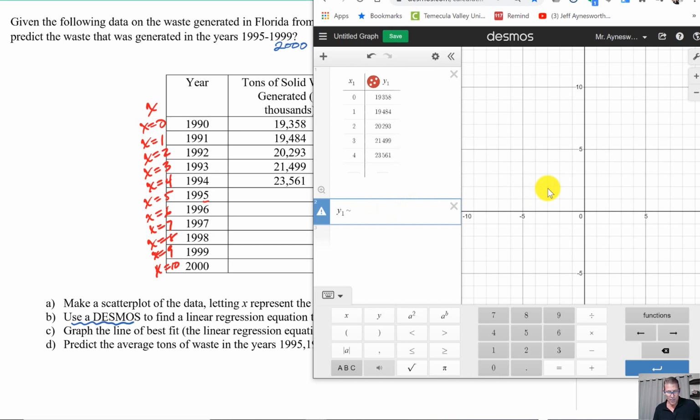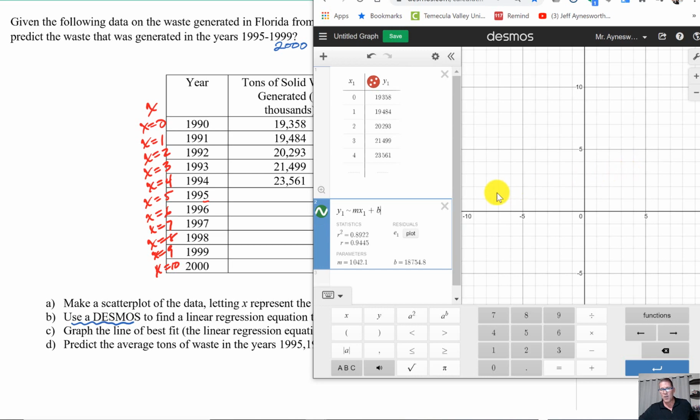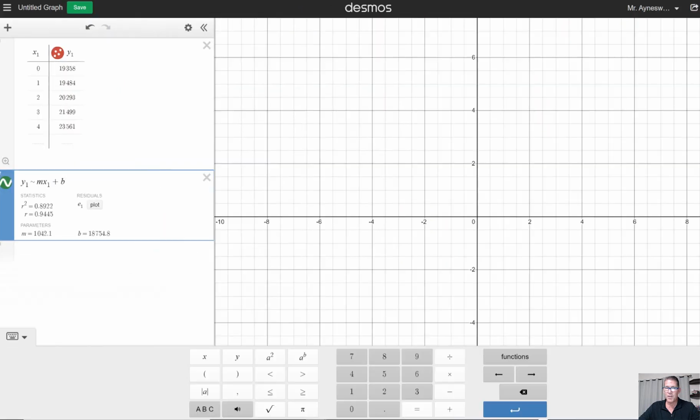All right, and type in m and then x1 and then plus b, because this is a linear regression line and every linear function is in slope-intercept form, which, if you remember correctly from Algebra 1 days many years ago, is y equals mx plus b. So here it calculates that we have a slope of 1,042, and then a y-intercept of 18,754. Notice that we don't see the points. Let me enlarge this so you can see a little better. We don't see any points.